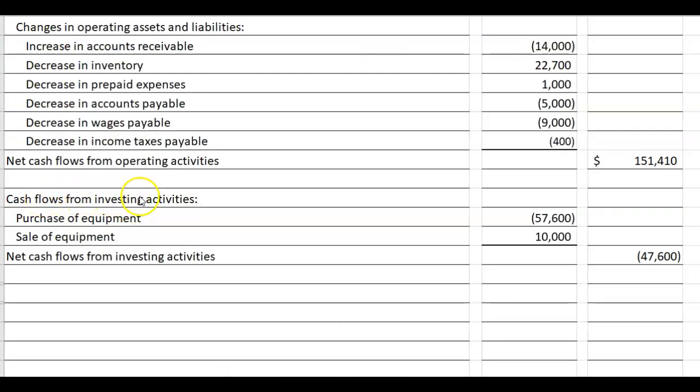So in the investing section, you would have purchase of equipment, $57,600 in brackets because we spent that money, and sale of equipment, $10,000 positive because we received that money. So net cash flows from investing activities is a decrease in cash, so it's in brackets, $47,600. $57,600 reduced by $10,000.